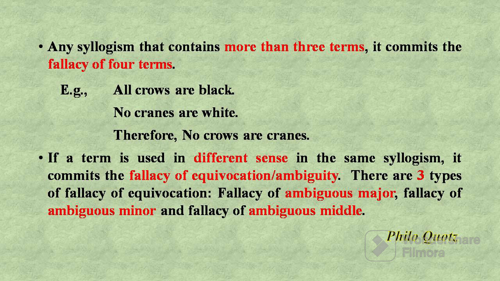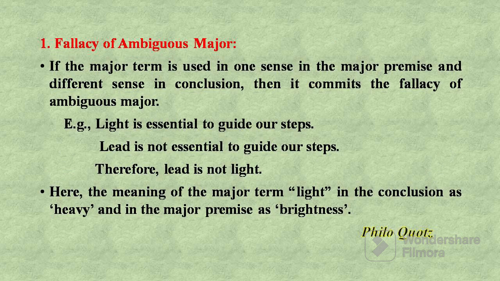If a term is used in a different sense in the same syllogism, it commits the fallacy of equivocation or ambiguity. There are 3 types of fallacy of equivocation, that is fallacy of ambiguous major, fallacy of ambiguous minor and fallacy of ambiguous middle. First one is fallacy of ambiguous major. If the major term is used in one sense in the major premise and a different sense in the conclusion, then it commits the fallacy of ambiguous major.